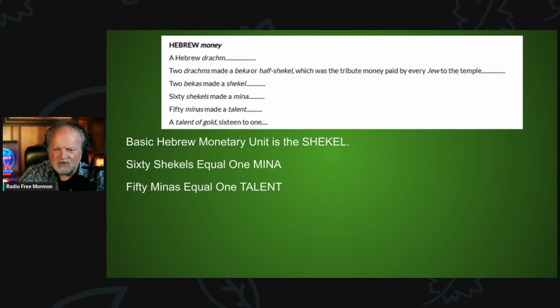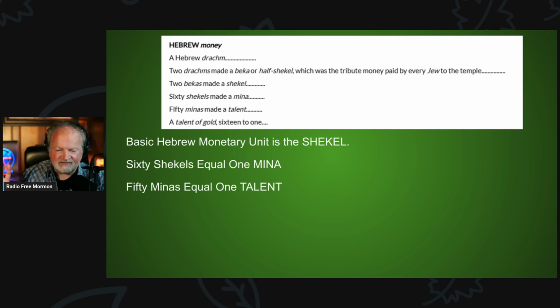So in the Hebrew monetary system and the greater values, the basic Hebrew monetary unit is the shekel. Then Adam Clarke says the next unit is a mina, which is 60 shekels. Okay, it's not 1, 2, 4, 7 like the Nephites. The next unit is 60 shekels, not 2 shekels. And then finally, you have 50 minas equal 1 talent. And that's how you calculate a talent for everybody up there who wanted to know.